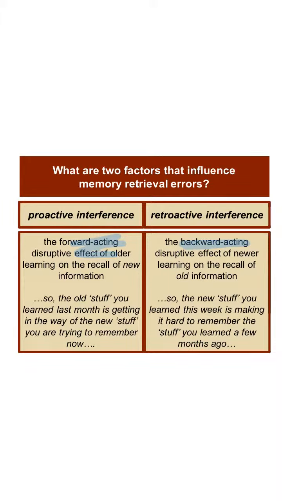So if the interference goes forward, that means that this is old information disrupting the retrieval of new information. And retroactive is going backwards, right? That means that new information is interfering with our ability to recall previously learned information. The other thing is that usually they are related.